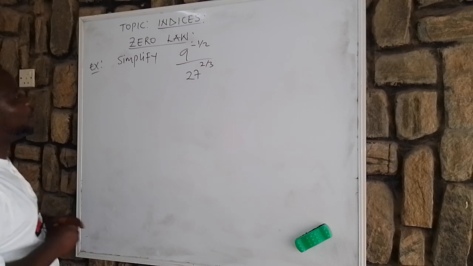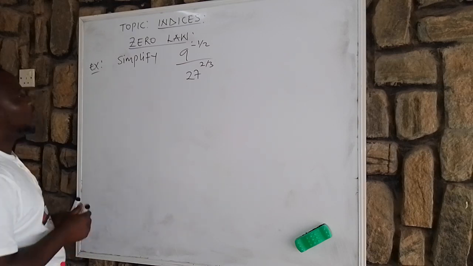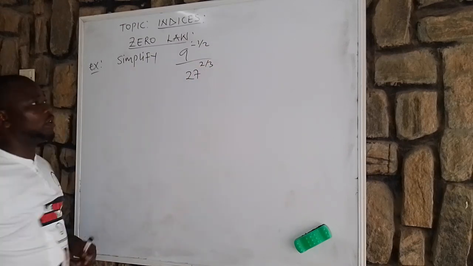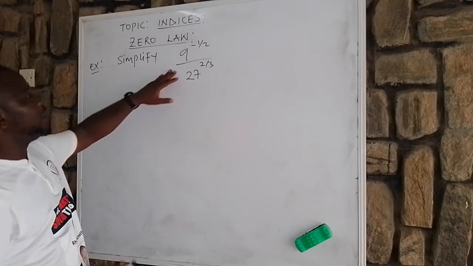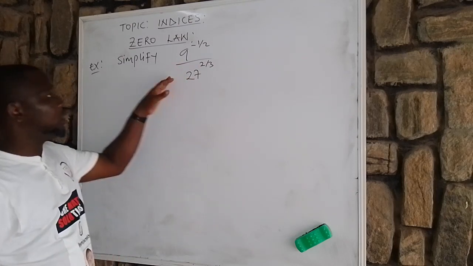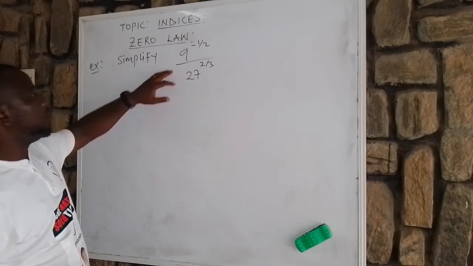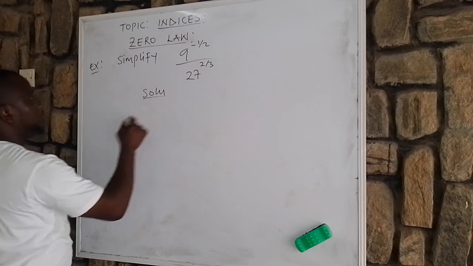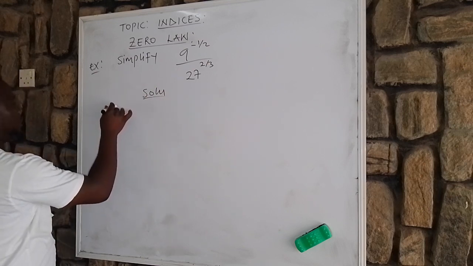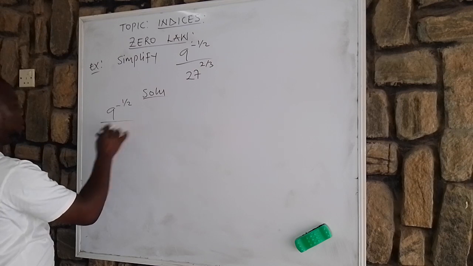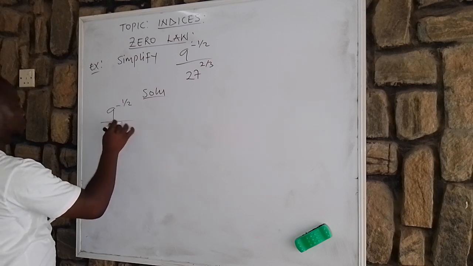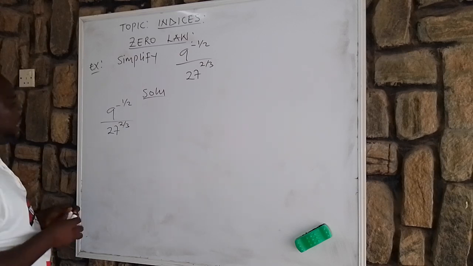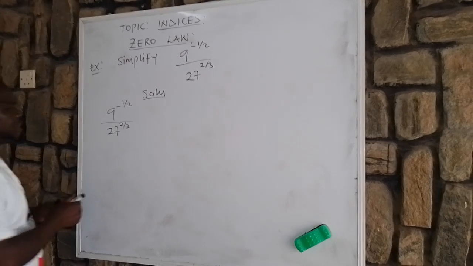So now, you don't need a prophet to tell you where this question is coming from. This question is coming from indices, true or false. And which of the laws is applicable to this particular question? You don't need a prophet to tell you: it is division law. So you write solution, then you write it down: 9 raised to the power of minus 1 over 2 over 27 raised to the power of 2 over 3.